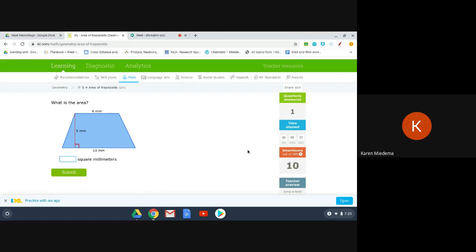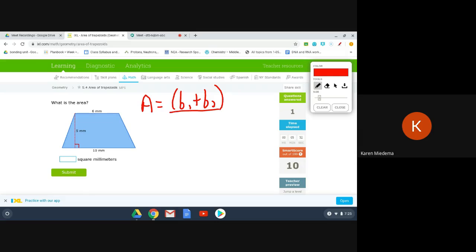Let's try another one. Once again, the formula for the area of a trapezoid is A equals base 1 plus base 2 over 2. That's taking the average of the two bases and then multiplying by the height. So for this problem, we can see that base 1 is 10 and base 2 is 6.